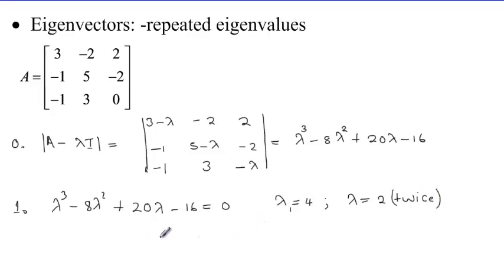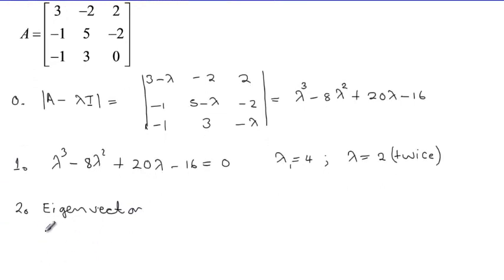Then let's start by finding the eigenvectors. So for now, let's say first for lambda equals to 4.